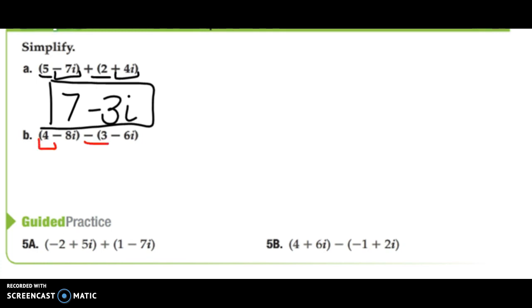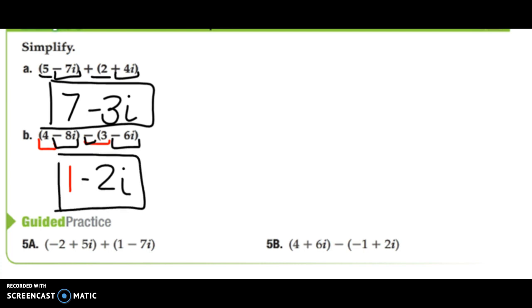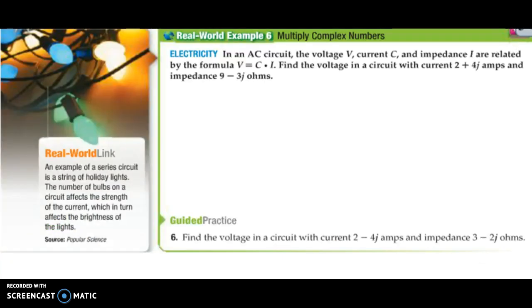4 minus 3 would be 1, and then negative 8i minus negative 6i, so negative 8 minus negative is adding, so negative 8 plus 6i would be minus 2i. And we do have to write it as 1 minus 2i. We can't just assume that that 1 goes away. Okay? So we have to leave it like that. Here's two guided practice problems that you can try also.